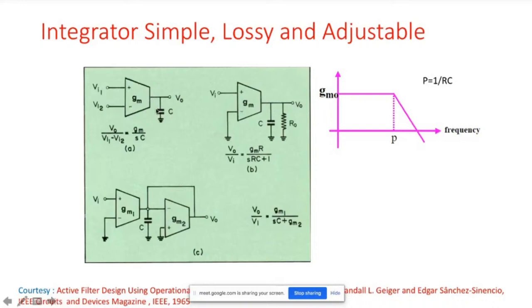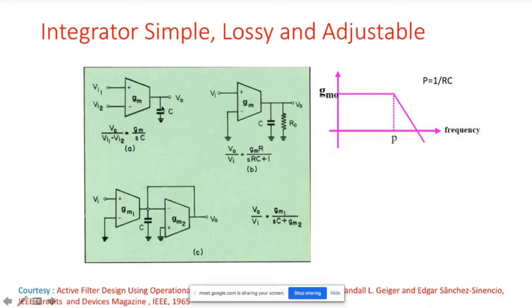That means it will start charging, and what you get is a ramp. So the voltage is going to increase. Then accordingly, you can see this. I have V1 and V2 as the applied voltages, and the current flowing will be GM into VI1 minus VI2. The impedance seen here is converted into the S domain, which will be 1 by SC.